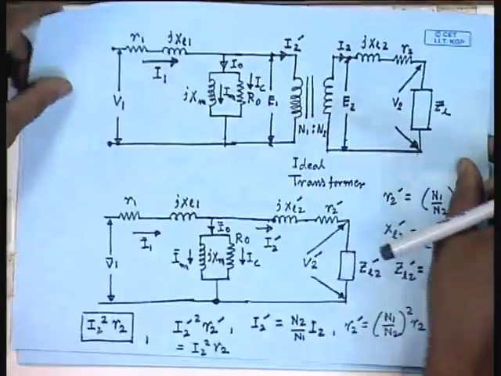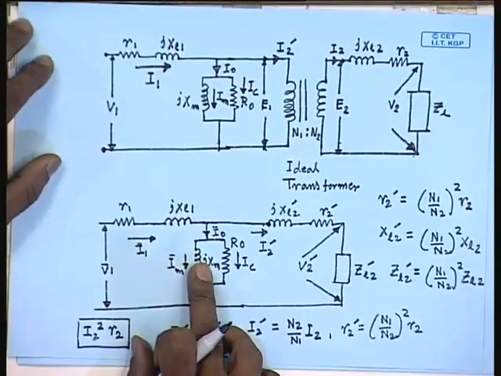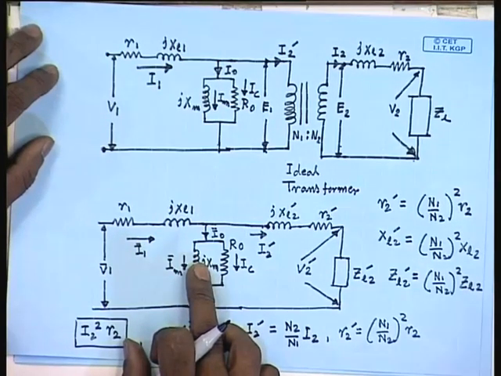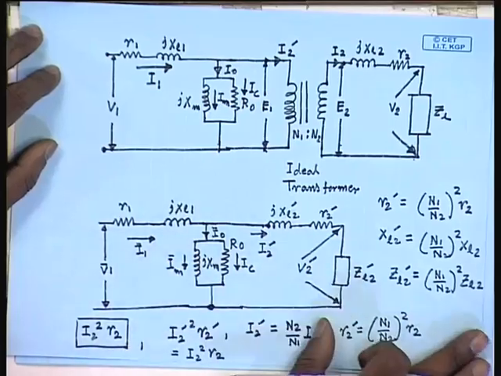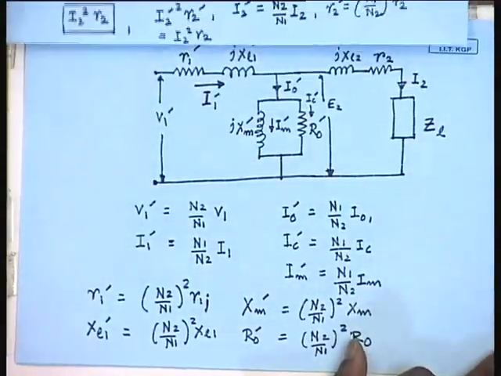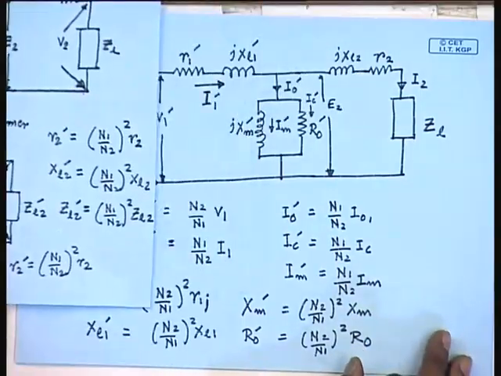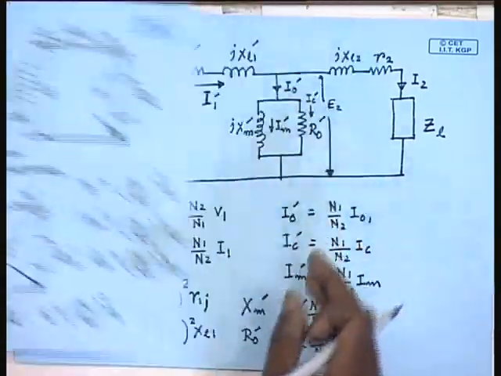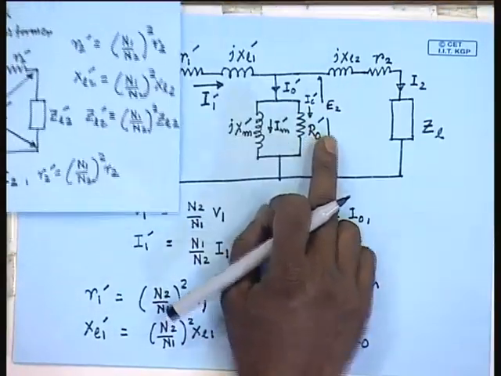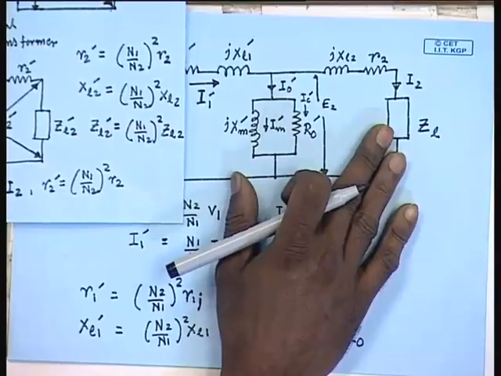While this was the equivalent circuit of the same single phase transformer referred to the primary or the source side. They are identical as far as the circuit structure are concerned. They are identical except that the parameter values of the two circuits are different.